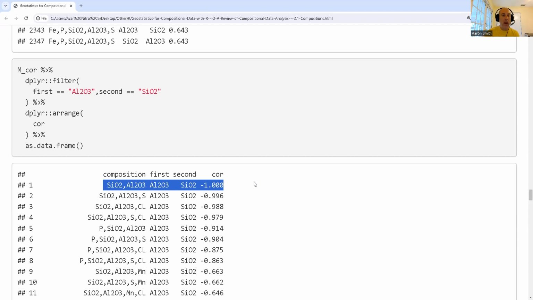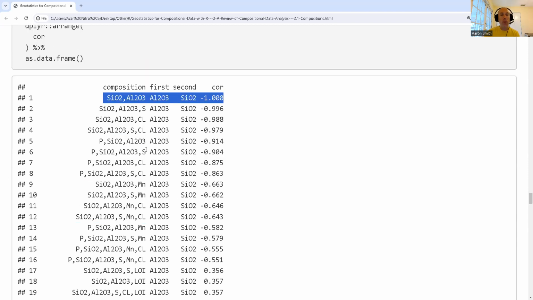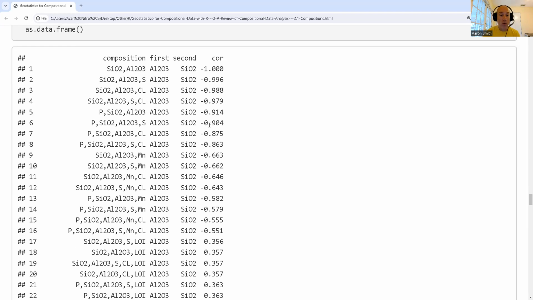Okay, and now let's go ahead and start looking through, and you'll notice that when I have fewer columns included in the composition, we tend to get more extreme negative values.